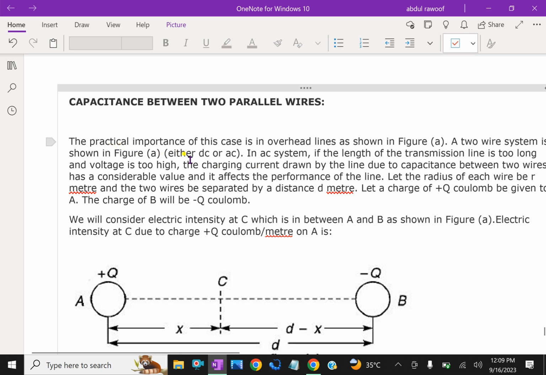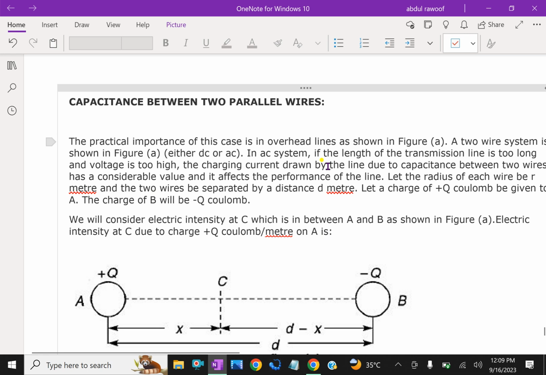The practical importance of this case, capacitance between parallel wires, is in overhead lines as shown in the figure. Look here. This is an overhead line of two parallel wires going long distances. The two wire system is shown in the figure, either AC or DC.